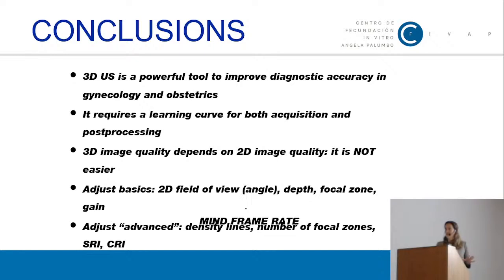We all have our own protocols, but we have to be used to adjust the basic parameters as the 2D field, which is the angle, the depth, the focal zone, and the gain. And in difficult cases, remember that there are other parameters that can help, as the density lines, the number of focal zones, the SRI, CRI, and always mind the frame rate. Adjust the parameters to have a good image resolution with the best frame rate possible.